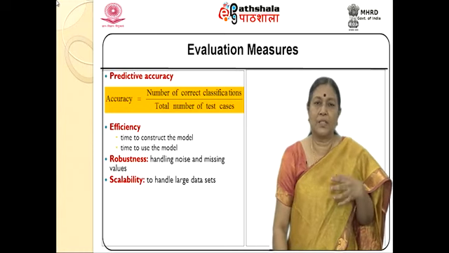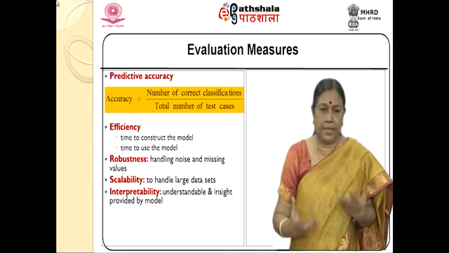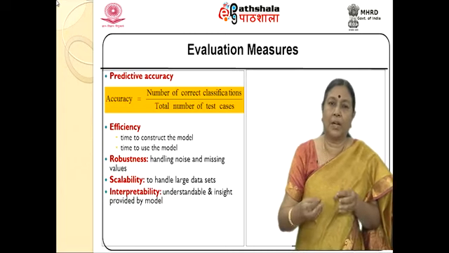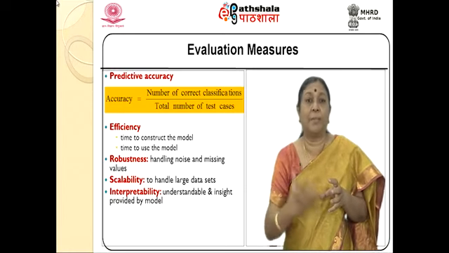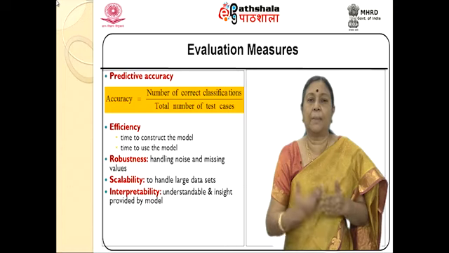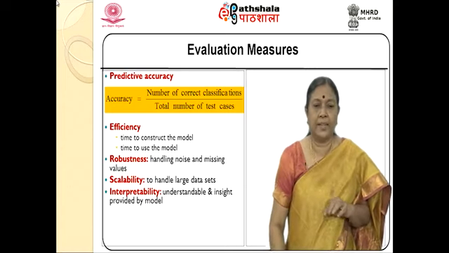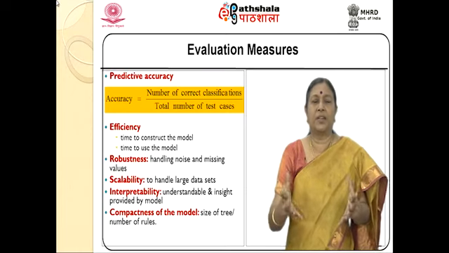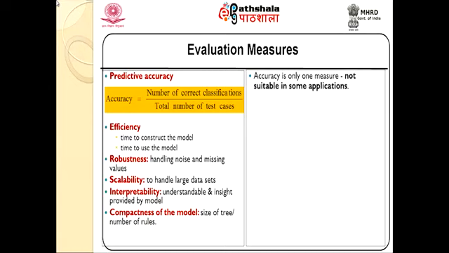Scalability is another one, that is you must be able to handle large data sets. Interpretability is the other, understanding how the classification is done, understanding or interpreting the model, is the model interpretable. This is again applicable to eager learning and not lazy learning. And then compactness, the size of the tree or the number of rules that you have, these are other issues that we will consider. Accuracy is only one measure and is not suitable for all applications.